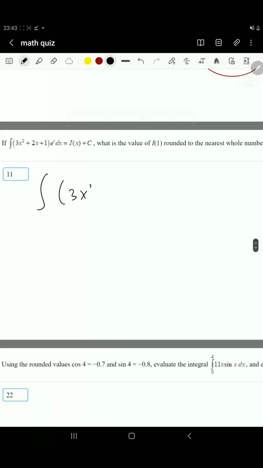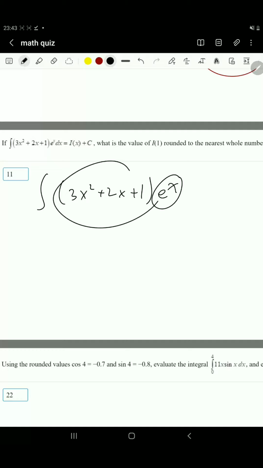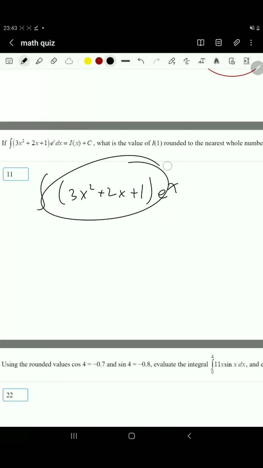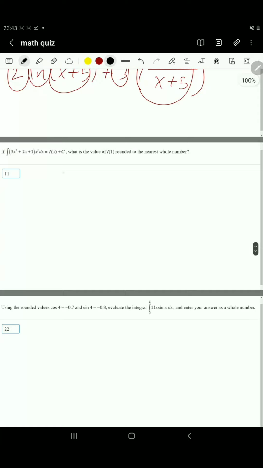You have the integral of 3x squared plus 2x plus 1 multiplied by e to the x, yeah? Okay. When you have a function multiplied by another function, and they are not derivatives of one another, yani this is not the derivative of this, and this is not the derivative of this, then you do integration by parts. Integration by parts goes like this. This is my way of doing it. You write down D, you write down I. You write down something to differentiate and something to integrate. D yani differentiate, I yani integrate.